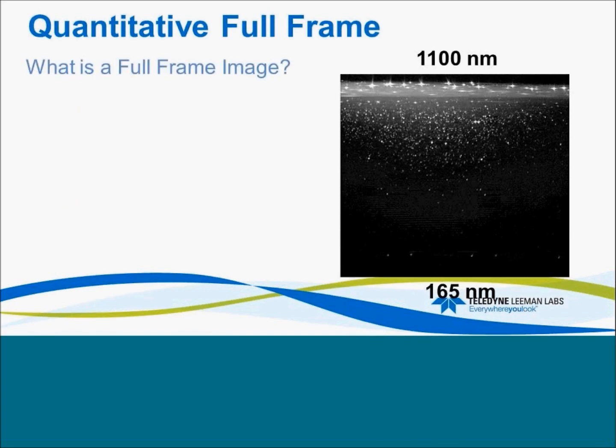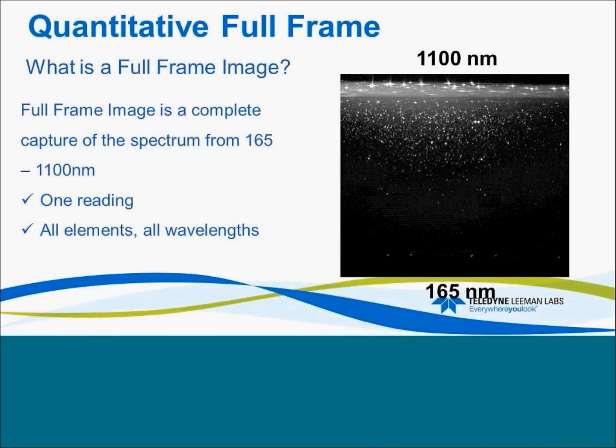So what's a full frame? A full frame basically is a snapshot on this instrument from 165 up to 1100. So with one reading, you can get all the elements and all the wavelengths. And on this device, short wavelengths are down below, long wavelengths are up top. So we take what we call a quantitative full frame image. And when you take a quantitative full frame image, the instrument or the detector operates in a slightly different fashion than it does when it takes just what we call a regular full frame.